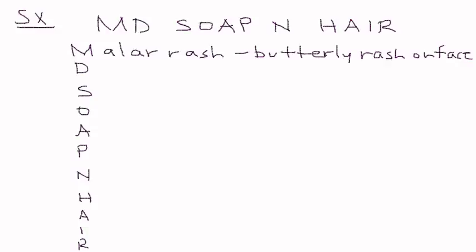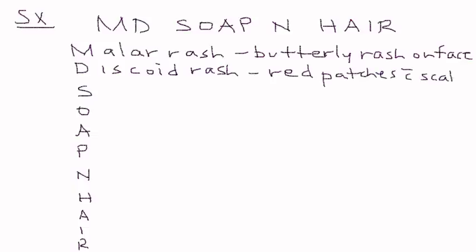The D is for a discoid rash, and the discoid rash is a little different. It's actually red patches with scales that can appear on the skin. And these top two basically are, of course, related to the skin, so the skin manifestations of lupus. One more skin manifestation I'd like to squeeze in here is alopecia, loss of hair. Next we have the next category.